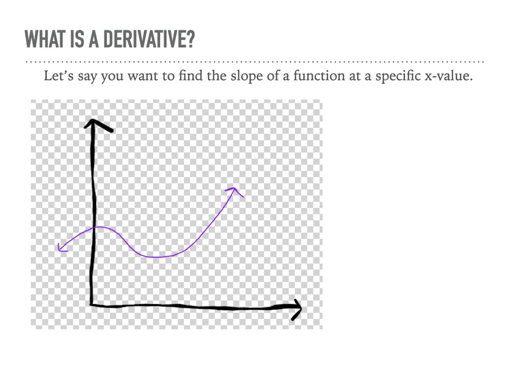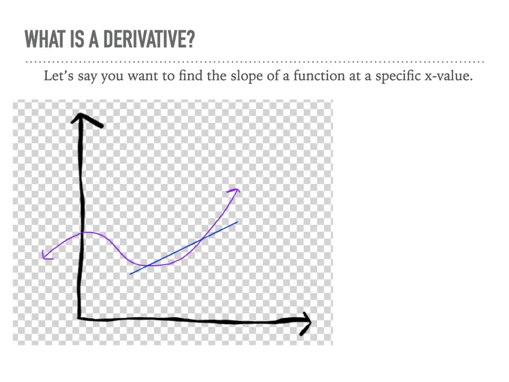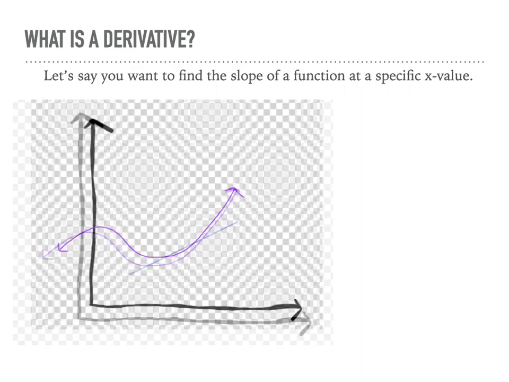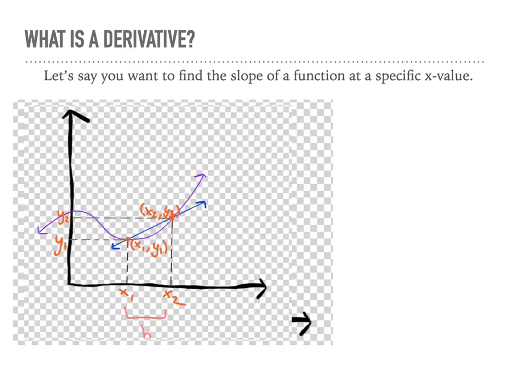And let's say we draw a secant line through it, basically a line that's going to intersect our purple function at 2 points. And we'll call these 2 points of intersection x1 and y1. And then the second point, x2 and y2. So these are 2 coordinates which represent our points of intersection. And we will call the distance between x1 and x2 h. Now let's say we want to find the slope of the line in blue.